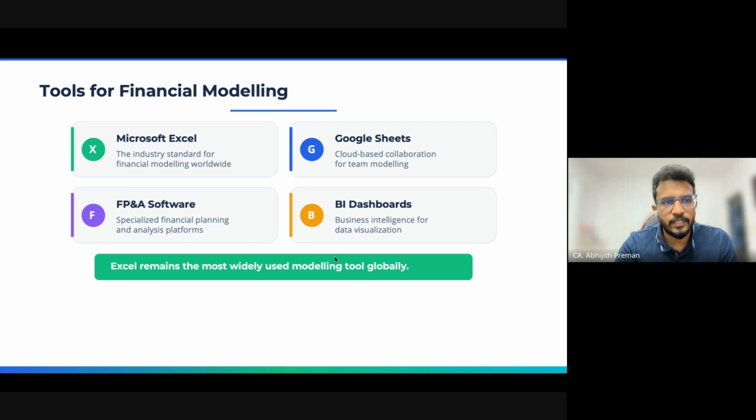Then FP&A software. There are certain software that help in doing financial modeling. But I always work on Microsoft Excel and in some cases Google Sheet, depending on the client requirement. Then BI dashboards, like Power BI or Google Data Studio, that could give more visualization to your work. For example, if you want to see how your revenue is progressing, it's always better to see it in a graph. Excel remains the most widely used modeling tool globally, as I've already told you.